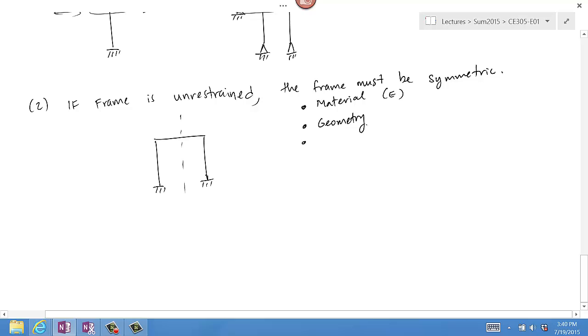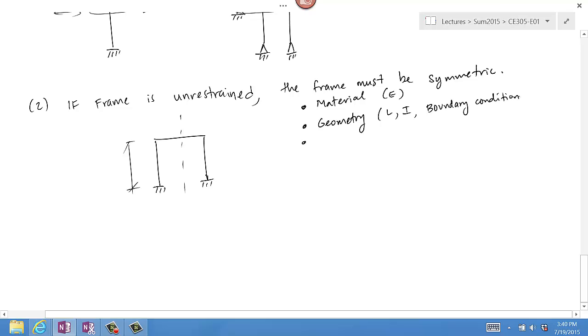This includes things like the overall lengths, right? So the dimensions, for example, the heights of the two columns have to be the same. The moment of inertia has to do with the cross-sectional properties of the members. So you can't have one column with one cross-section and the other column with another cross-section. They have to have the same cross-section. So same cross-section, same material, and same overall geometry. But geometry also includes boundary conditions.